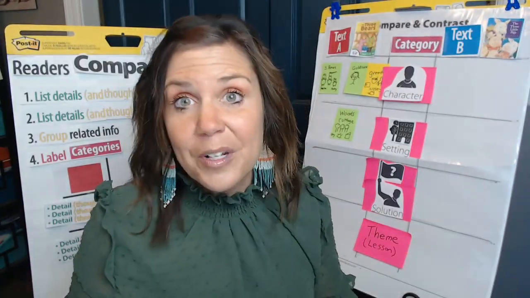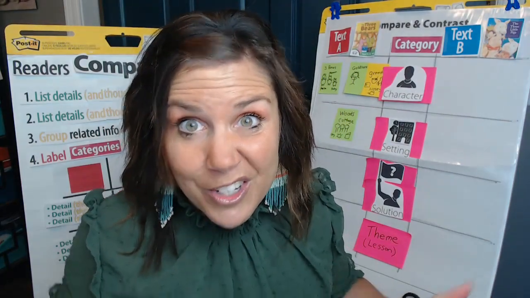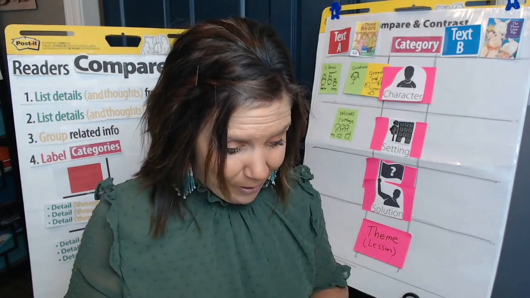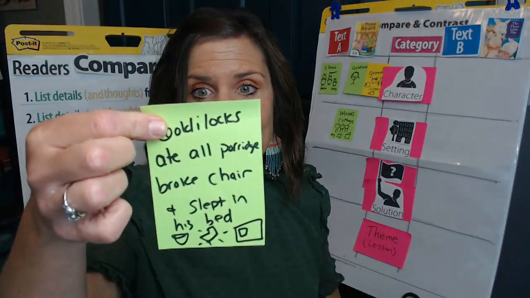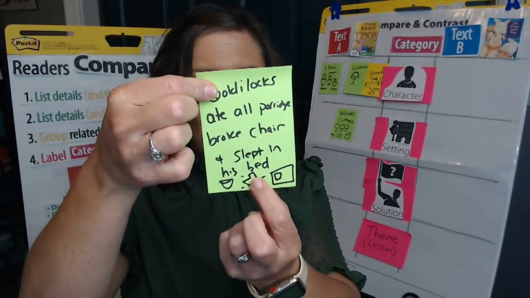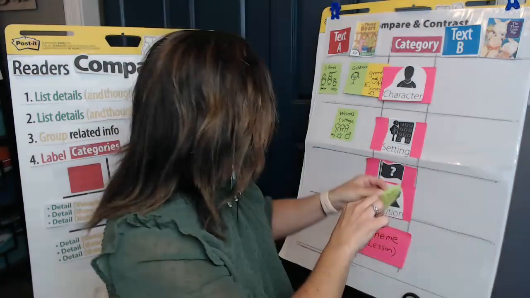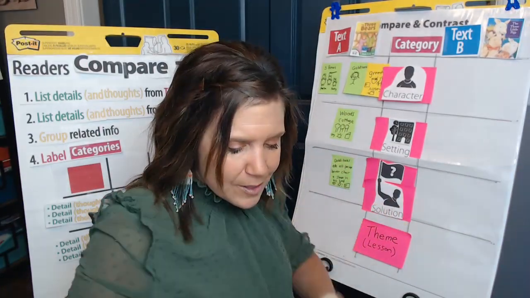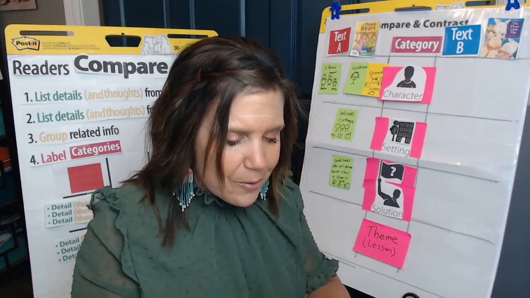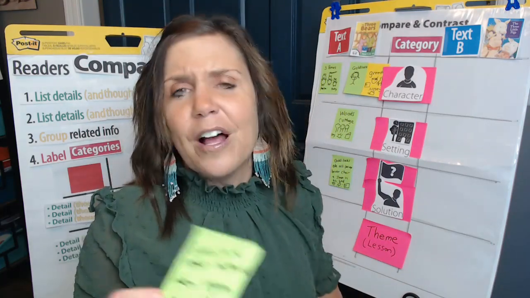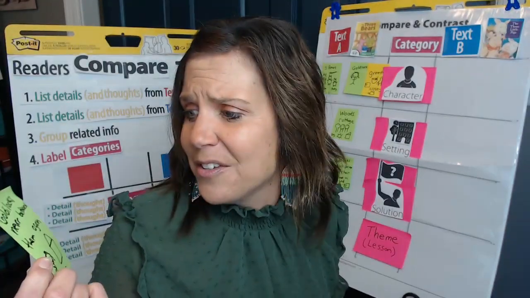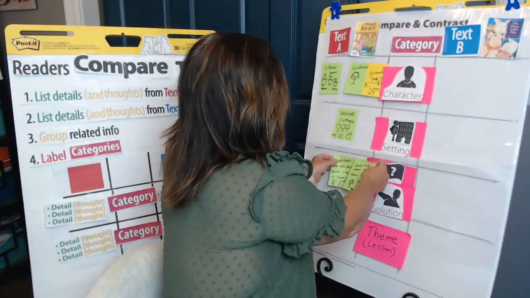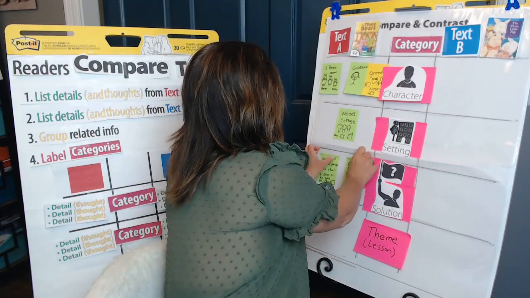Well, Goldilocks ate all of Baby Bear's porridge. She broke his chair, and she slept in his bed. I'd say that's a problem, right? She ate all his porridge. I drew a little bowl. She broke his chair, and she slept in his bed. So that's part of the problem. And then the solution: Goldilocks ran away when they came back in the house, and she never bothered them again. I'm going to put that up there too. She never bothered them again.